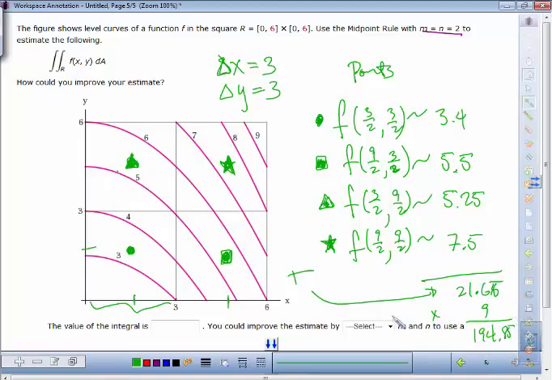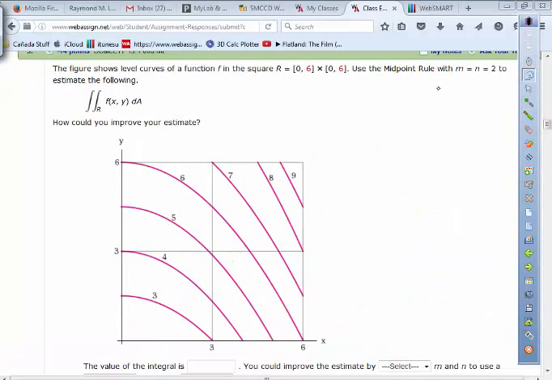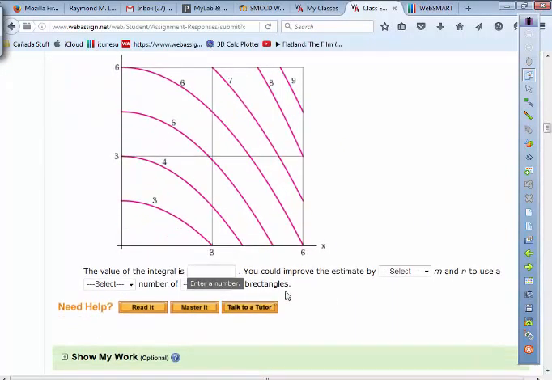Let's try that. They didn't ask us to round off for anything here, did they? Enter a number. What was it again? Oh.